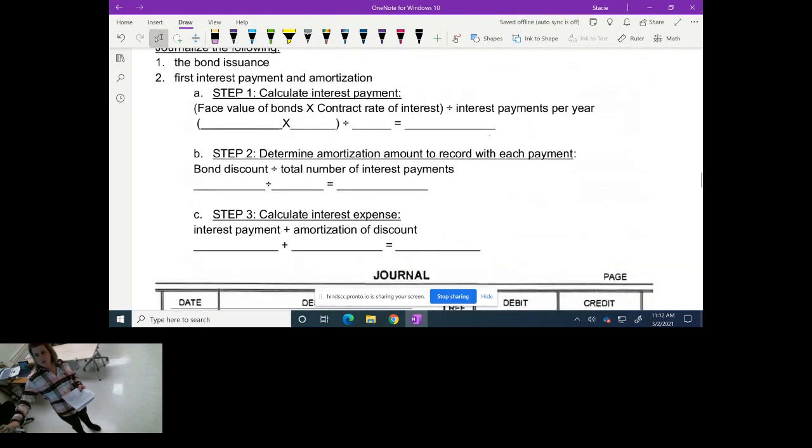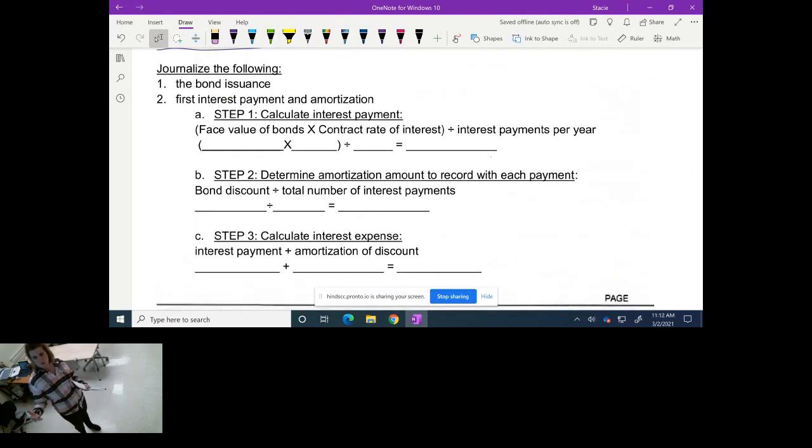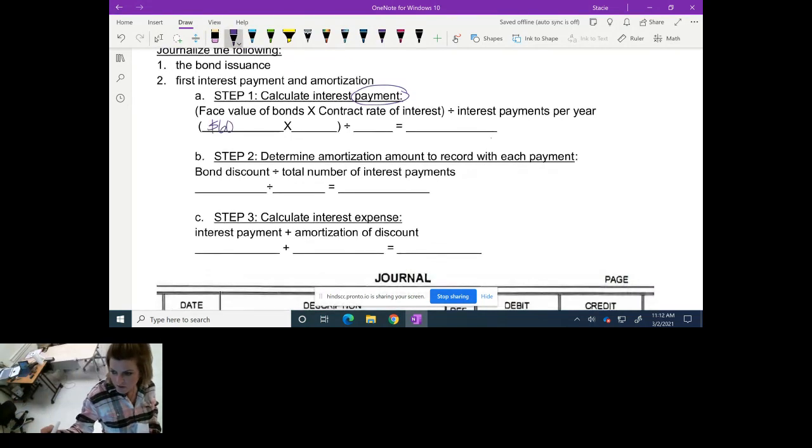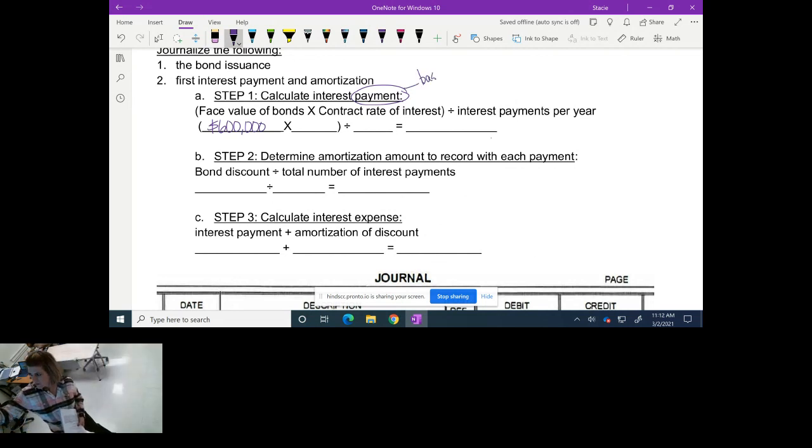Okay, so let's calculate what the interest payment is supposed to be. Now we're calculating the payment. That's the amount of the check they're going to write for interest. So we'll take the face value of the bonds. And remember, this is based on the contract or the indenture. All right, so $600,000 is our face amount. Our contract rate of interest is 3%. So 600,000 times 3%, that's going to give us the annual, the yearly amount.